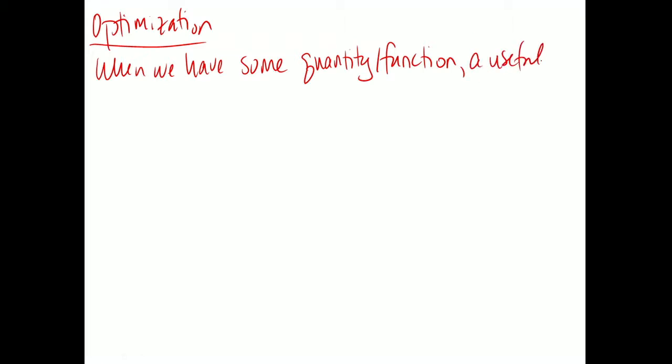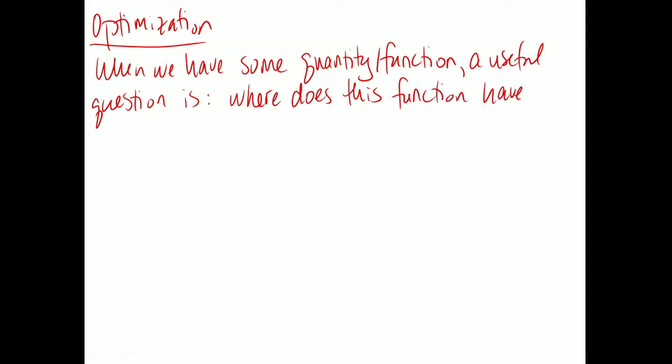a useful question and a useful answer to that question is, where does this function have its maximum and maybe sometimes minimum or minimal value?